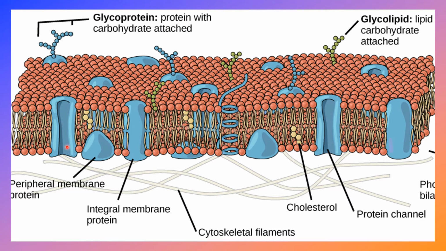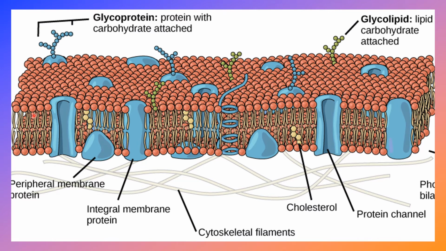There are some proteins. That's all the things in blue that we can see here. Some proteins have carbohydrates attached to them, like these glycoproteins on the outside. These lipids have a carbohydrate, so they would be glycolipids. You can see that glyco means carbohydrate. So those are the lipids, proteins, and carbohydrates.